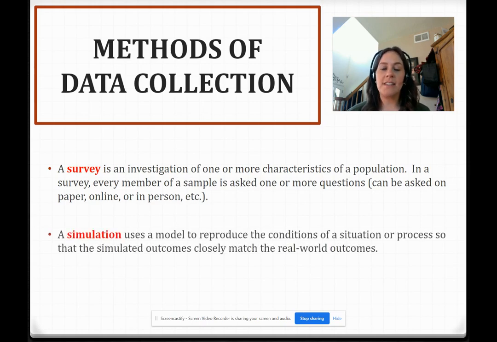And last but not least is a simulation. A simulation uses a model to reproduce the conditions of a situation or process so that the simulated outcomes closely match the real world outcomes. You see simulations done a lot in terms of experiences like pilot training or military training. You might even see simulations done when a new bridge is being built and they're trying to simulate traffic and figure out how many toll booths that they need to have set up.